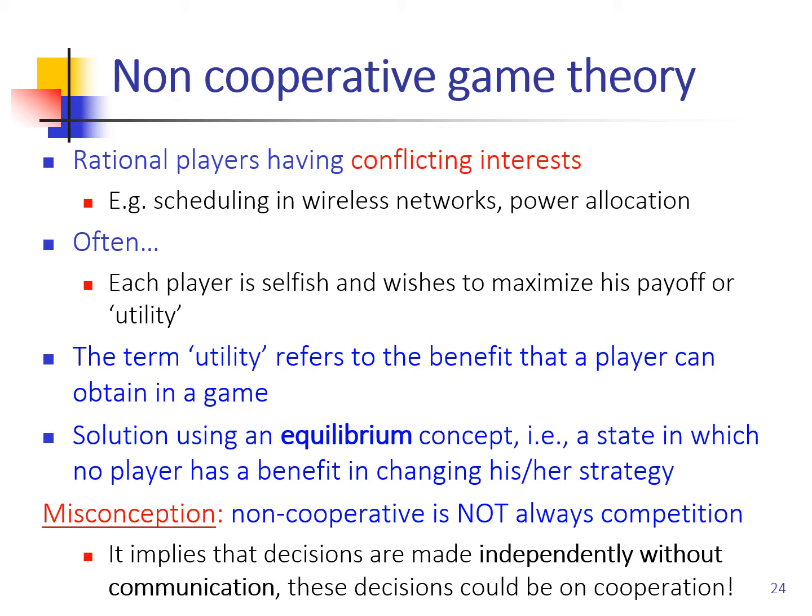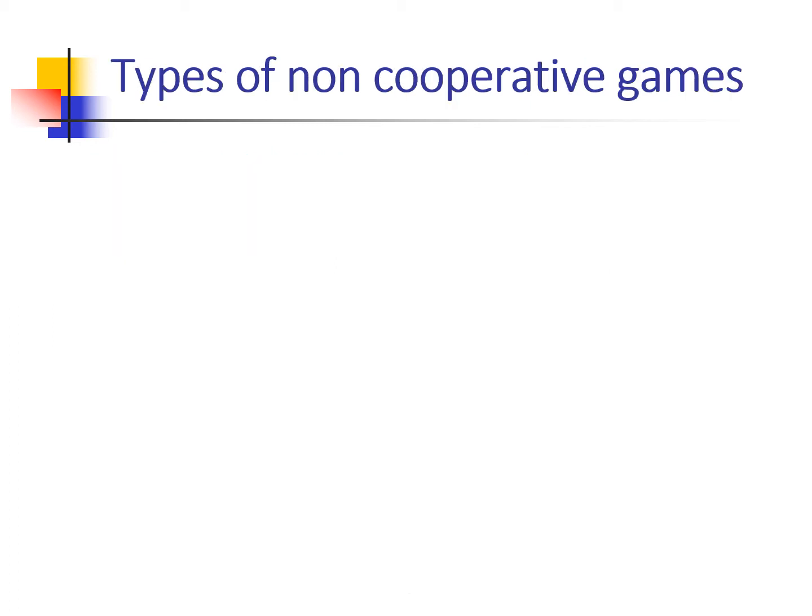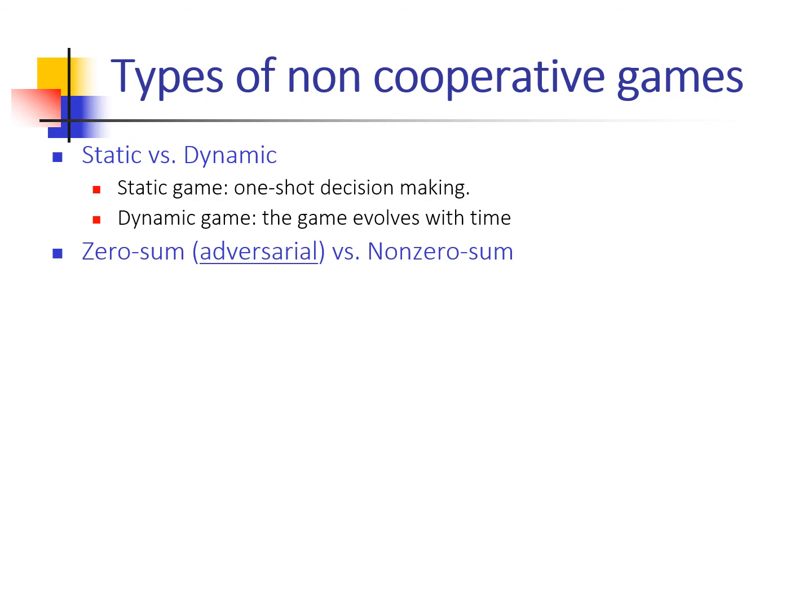So when we talk about Nash equilibrium, this is exactly when we do not actually collaborate nor coordinate, okay? So what types of non-cooperative games do we have? As you may expect, there's a static case and a dynamic case. The static game is really when I have to make a decision in one shot. This could be one time slot if you want. Then you have the dynamic game, where the game will evolve over time.